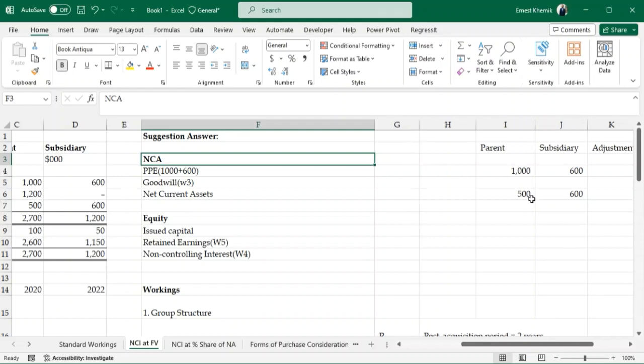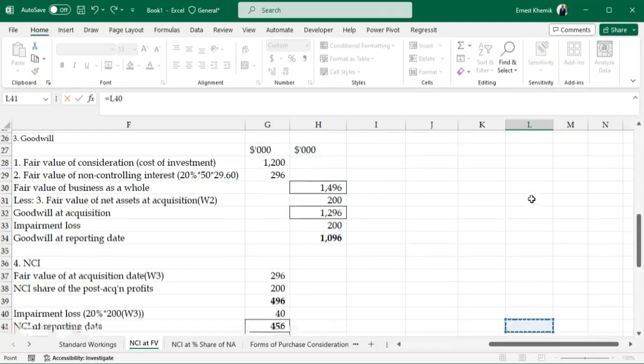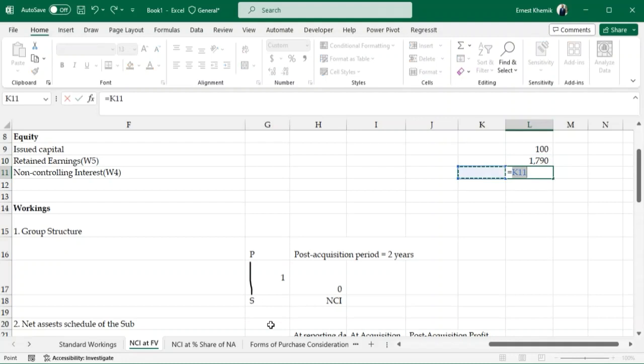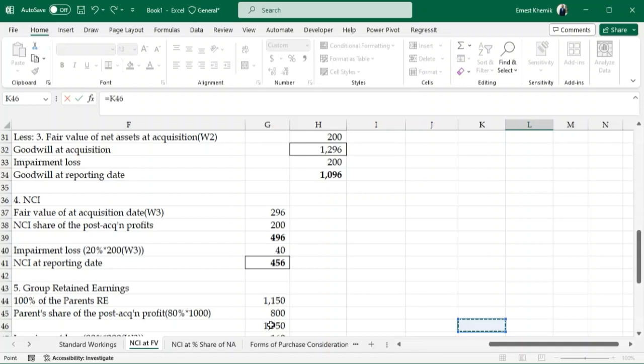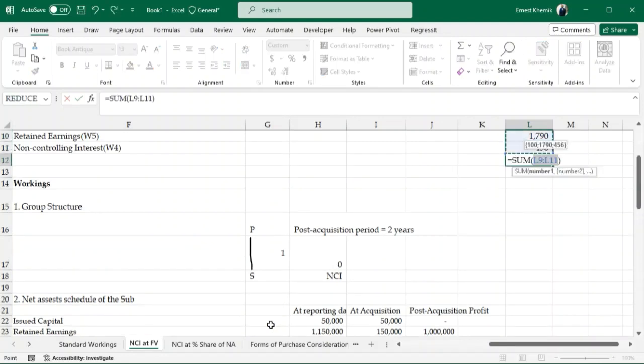All right, then we also have the group retained earnings, which we have already calculated, so I'm going to link that to my group retained earnings, and that is 17. And then the last one is the non-controlling interest. So the non-controlling interest is going to be the same thing as we did. So what's the non-controlling interest value? That is 456. So I'll put that, and then I can sum these three figures together.